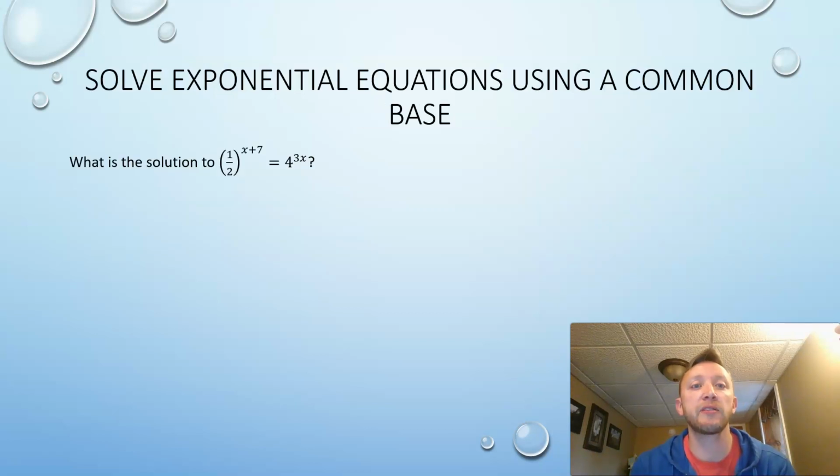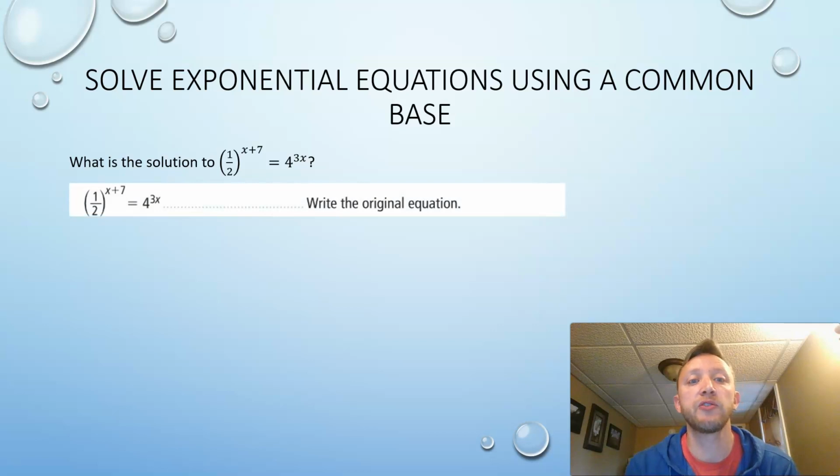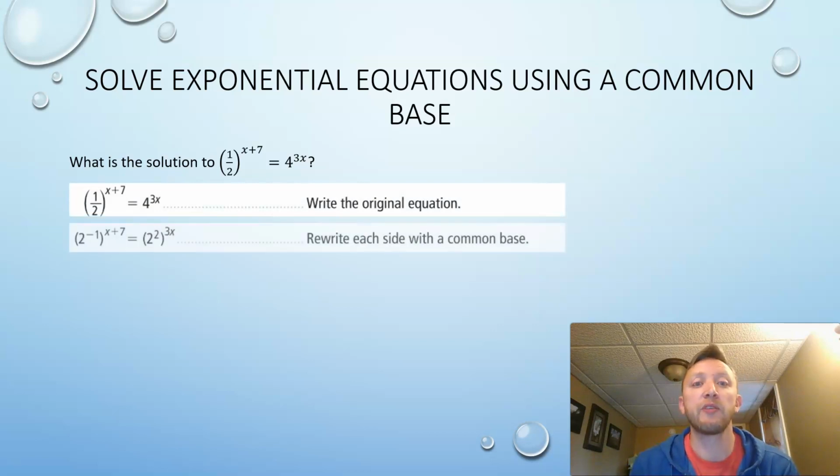Well, let's look at a situation like this, where here we have 1/2 to the x plus 7 power equals 4 to the 3x power. And we're trying to solve for x. Well, the first step when we're trying to solve an equation like this is, after writing the original equation, we want to rewrite each side with a common base. And so you might say, well, 1/2 and 4, how can we get a common base there?